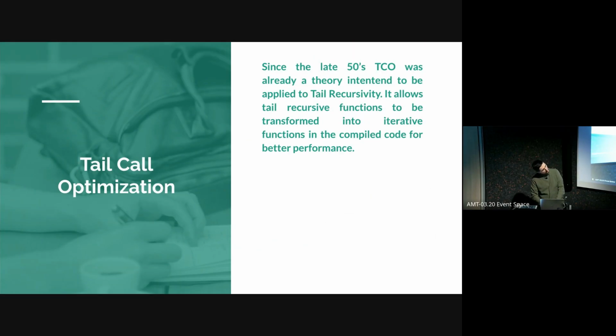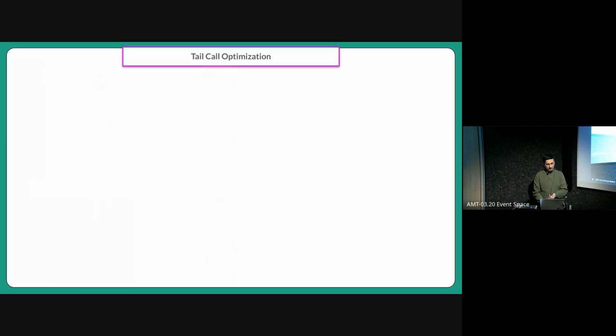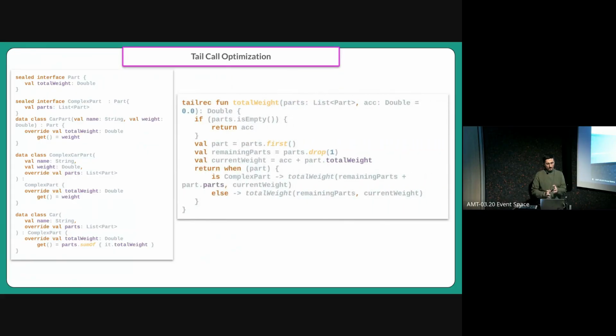Then there's tail call optimization. This is something that has been created since the late 50s, and it was introduced in programming languages in the mid 70s. The idea is that we can optimize tail recursive functions into something else that works better, and that is a transformation from our code into the bytecode that can occur with tail recursive functions. So what is the catch? Well, the thing is that I will show this in this example.